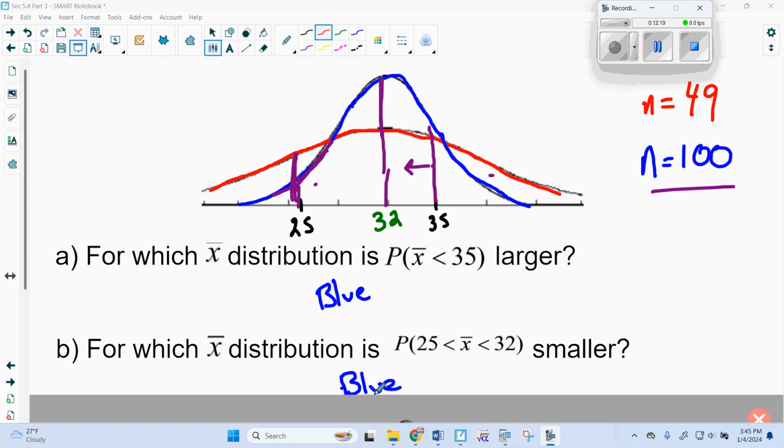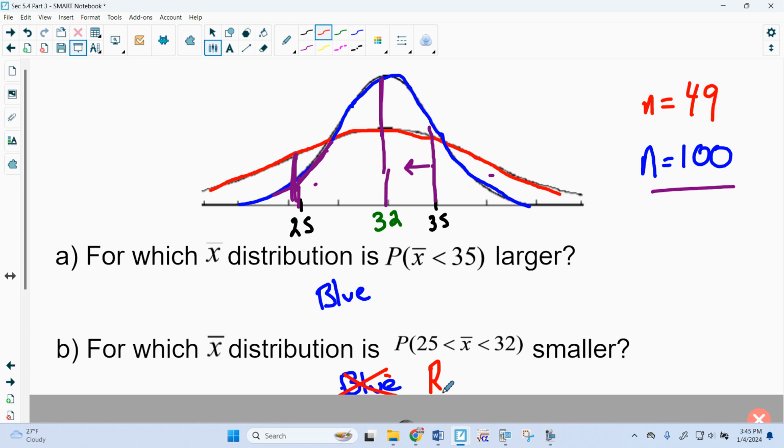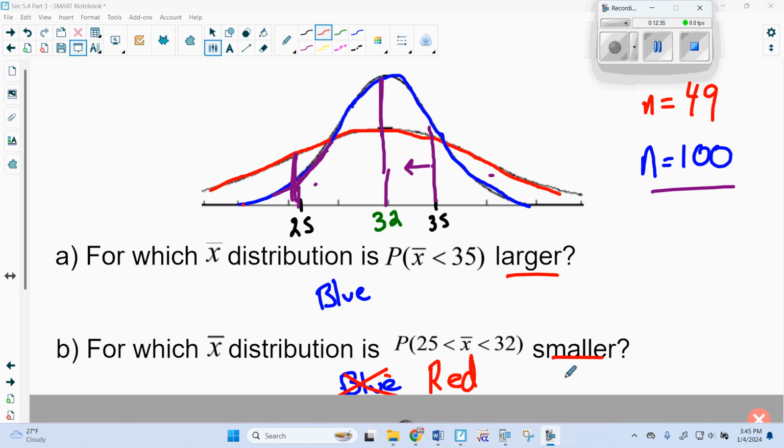Sorry, I did that one backwards. I did larger for both of them. The smaller one between those two is also red because you can see there's more on the outside. I did both of these as larger, but the second one was smaller. All right, you are now ready for the homework on the central limit theorem 5.4, part 3.